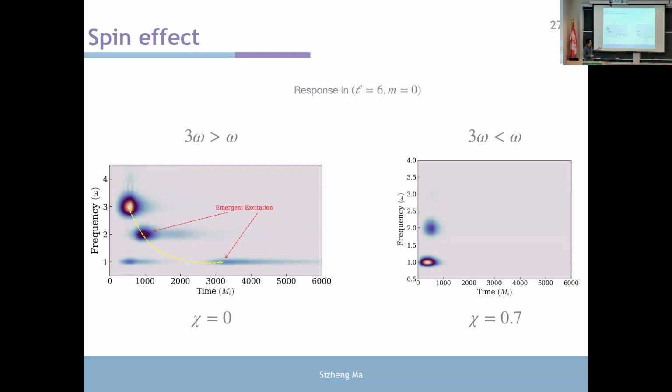Then in this case, 3 omega stops behaving as a major energy source. And for the omega, because there are no available lower frequency components for the energy to flow, it just stays here and goes away. There are no subsequent secondary excitations anymore.